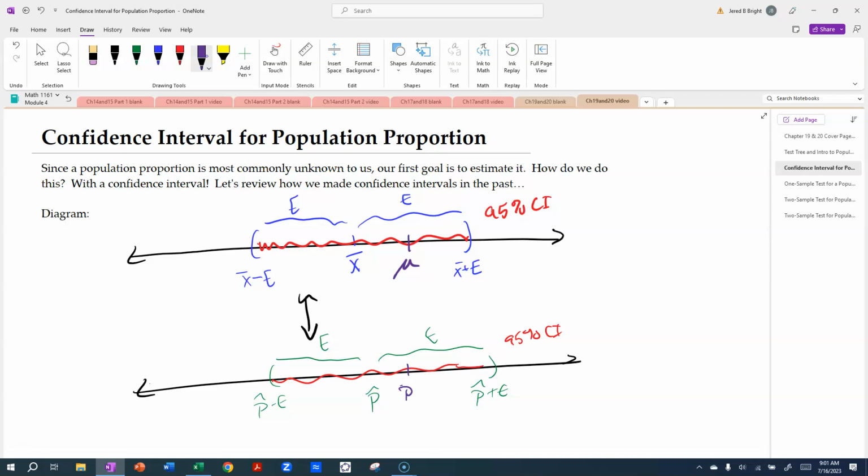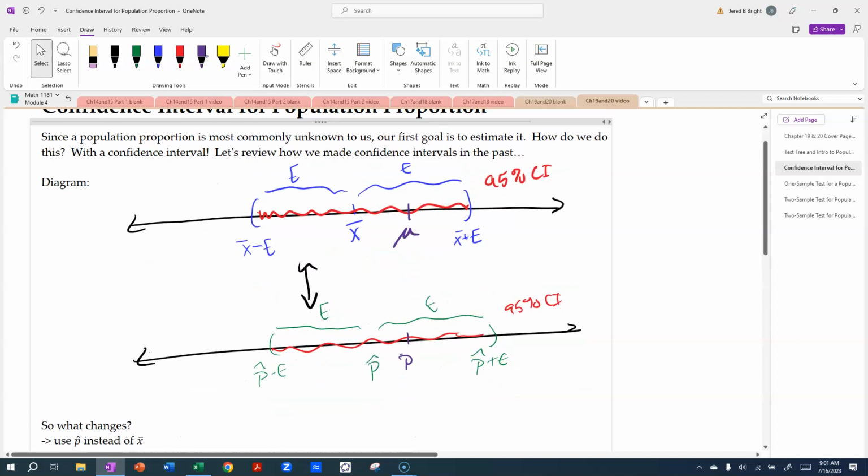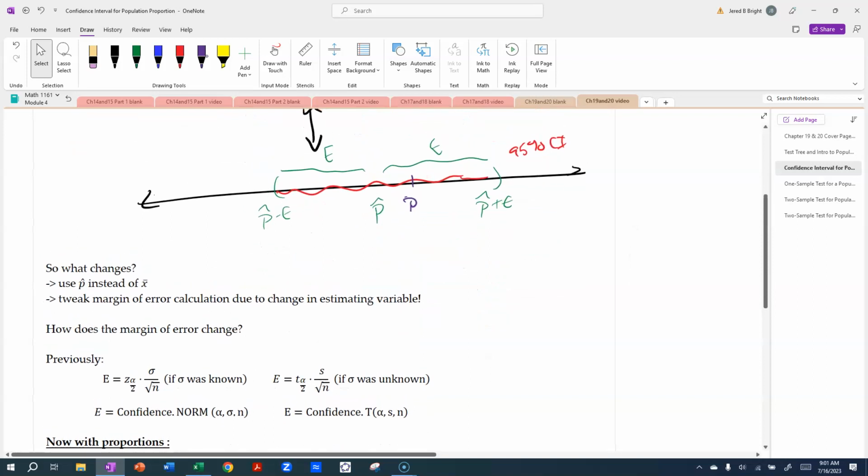Great. So as I compare the strategies between what we did for a mean and a proportion, they're very, very similar. What changes? Well, first thing, we use p hat instead of x bar. That's easy peasy. And actually what we're going to have to do is tweak the margin of error calculation due to the changing of the estimating variable. So instead of using x bar, we're using p hat. That's going to necessitate a change in our margin of error calculation. So let's dig into those details.